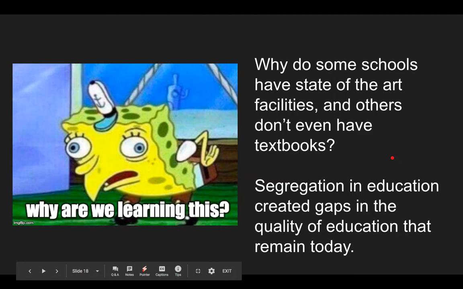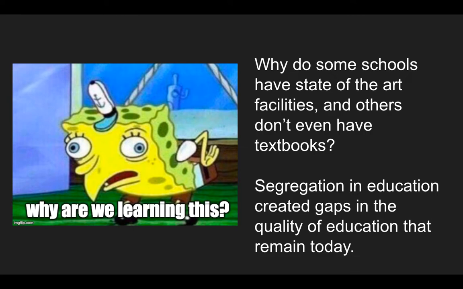So this is super important, right? We see that segregation in education has actually created these gaps in the quality of people's education that we still see today. We can look around and see that some schools have state-of-the-art facilities, kind of like Manor. This is a brand new, beautiful building. But there are other schools that don't even have adequate textbooks, enough chairs or supplies for their students. So we're still seeing this impact us, even though it's over 50 years ago.